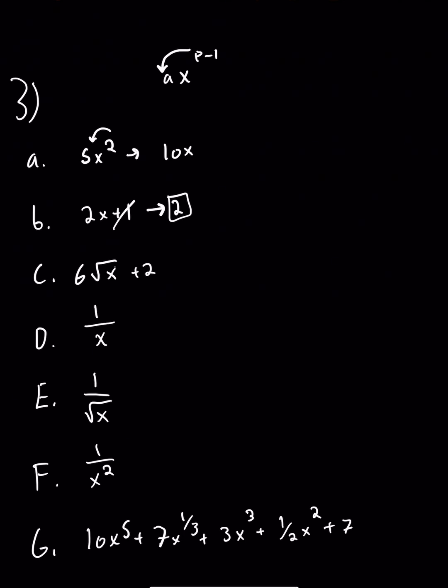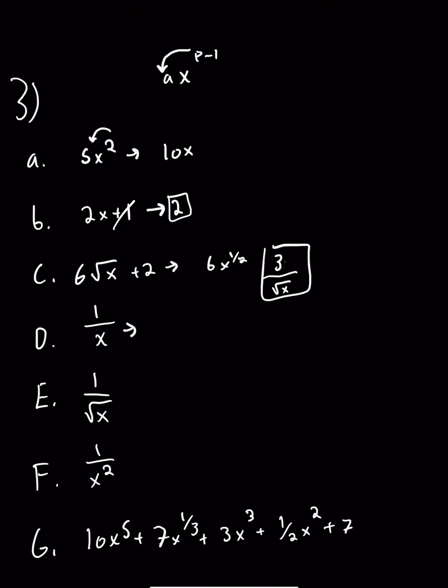Okay, now the square root one, that's 1/2. So you're left with 6 times x to the 1/2 plus 2. We know the constant's going to go away and be nothing. So now let's multiply it. So now you're left with 3x to the 1/2 minus 1, or negative 1/2, which will leave us with, put it on the bottom, negative 1/2.